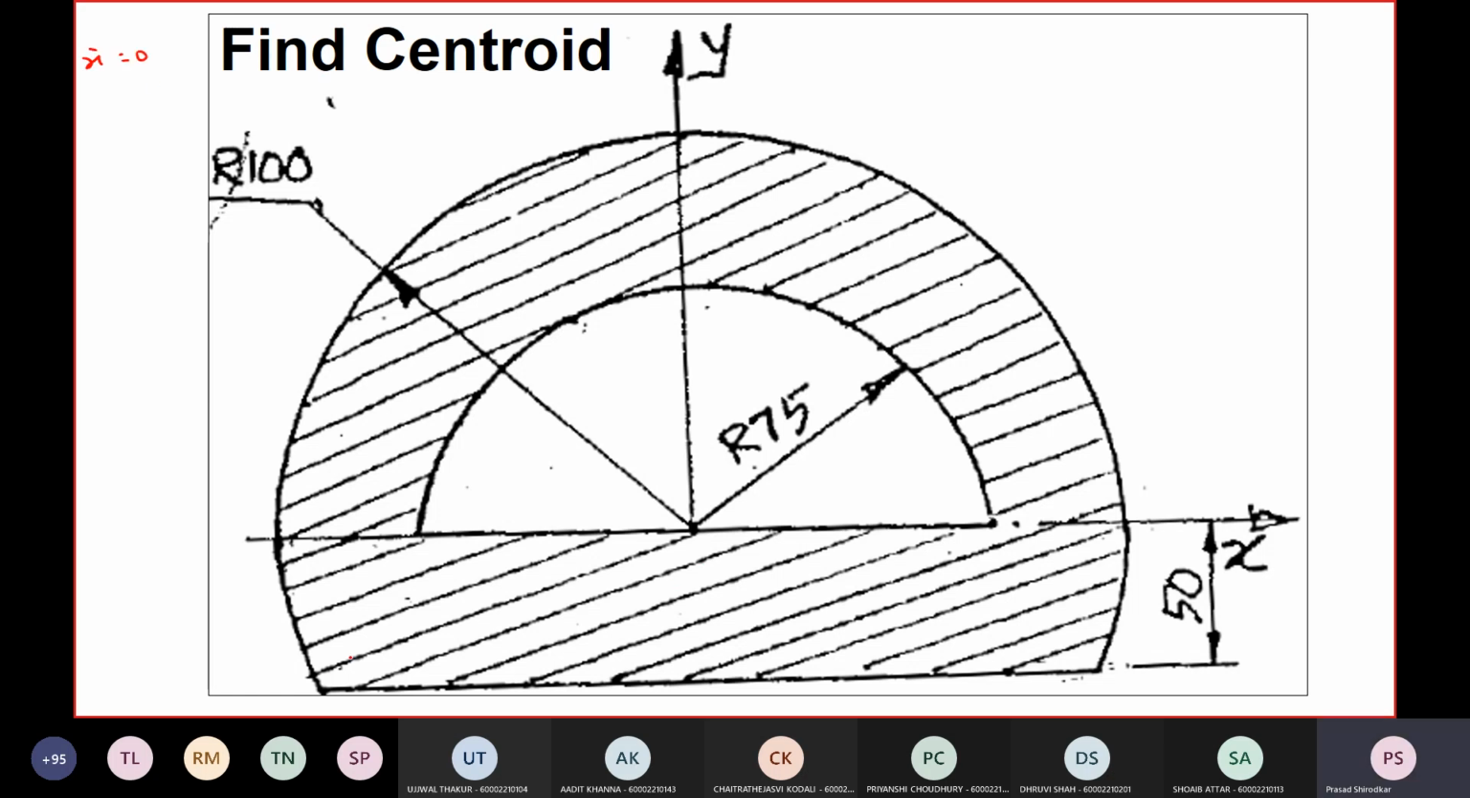So let's divide these areas into subcomponents. What I'm going to do is construct a triangle over here. So the equivalent area will be this complete sector. This is the half angle, alpha. I'm going to call this theta.